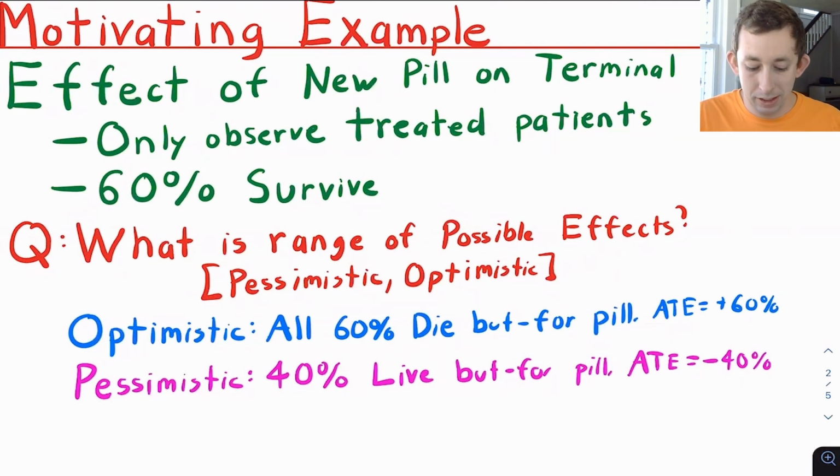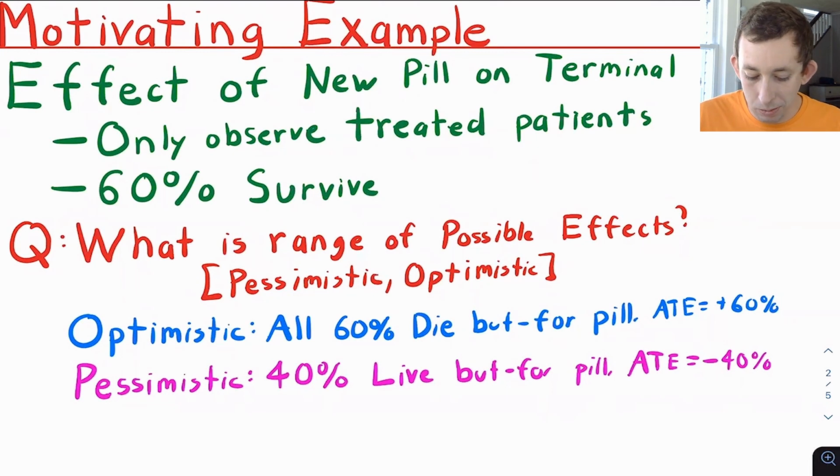You give them this pill and you see that 60% of those patients survive, and you're trying to think about the plausible range of values that the treatment effect of this pill could take. You've only given this pill to terminally ill patients. You have this 60% survival number. How can you use that to think about a range of plausible values for the efficacy of this treatment?